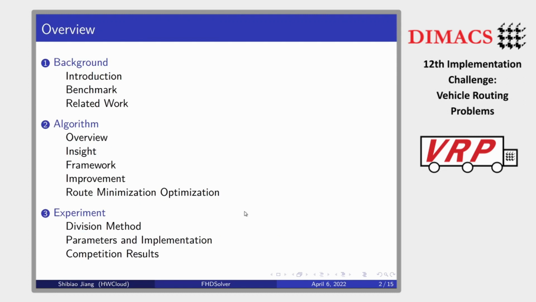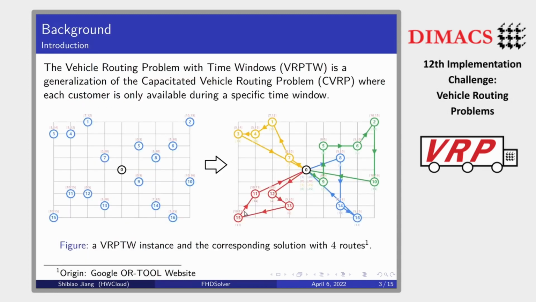Our slides can be divided into three parts: the VRPTW background, the algorithm we use, and the experiment. First, I want to briefly introduce you to the background of VRPTW. The vehicle routing problem with time windows is a generalization of the capacitated vehicle routing problem, where each customer is only available during a specific time window.